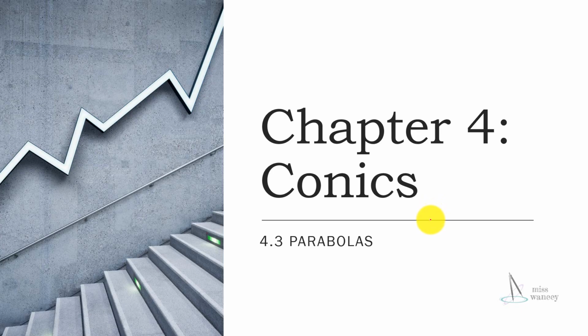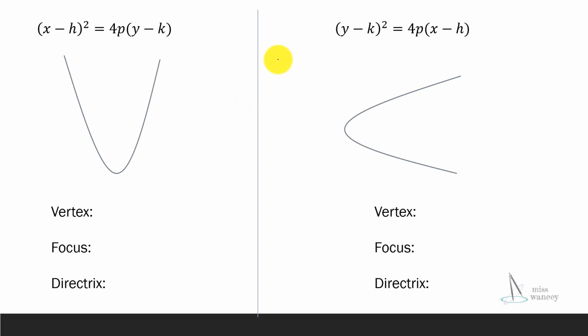Okay, so this is chapter 4, conics. So we're gonna look at 4.3 parabola for today. So we have two types of parabola. The first one, we might have something with x squared, and on the right hand side we only have y to the power of 1. Or another one is that we have y squared on the left hand side. On the right hand side we have something with x, but x is only to the power of 1.